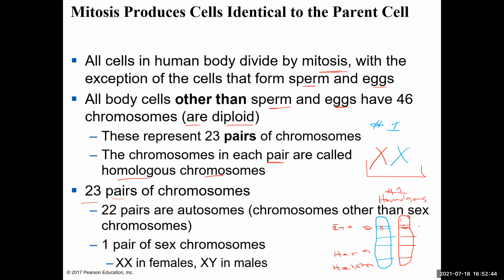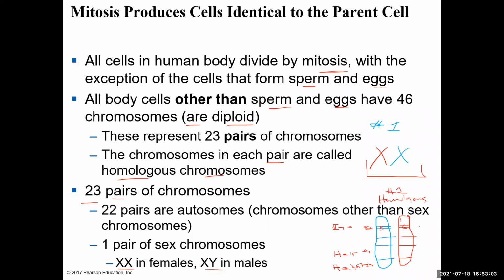And so we have 23 pairs of chromosomes, so 23 homologous chromosomes. 22 of those are autosomes. One pair of those are sex chromosomes, so X and Y, right? So it's double X in females and XY in males, right? So this is basically the chromosome that determines gender.